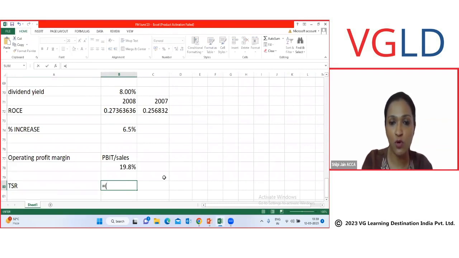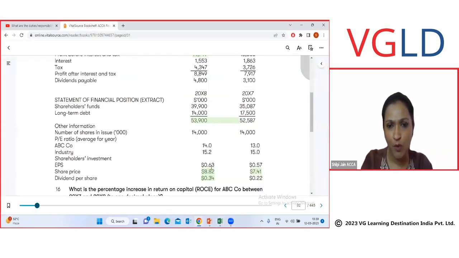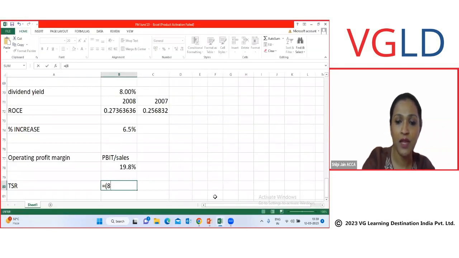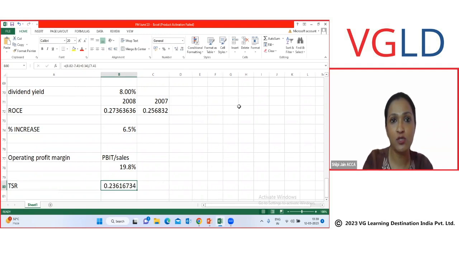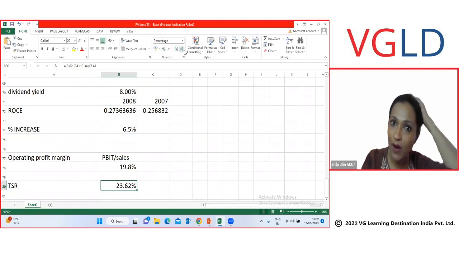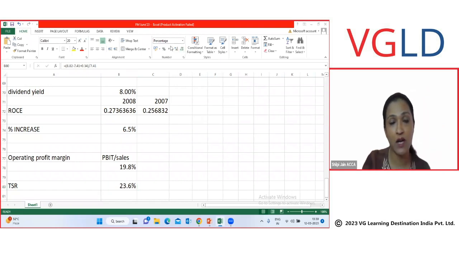which is equal to, I'm just taking the figures from your book, 8.82 minus 7.41 plus the dividend of 0.34, which is paid. Divide this by my base price, which was 7.41, which makes it equal to, let me just put that in a percentage form. 23.6% is what the answer is.